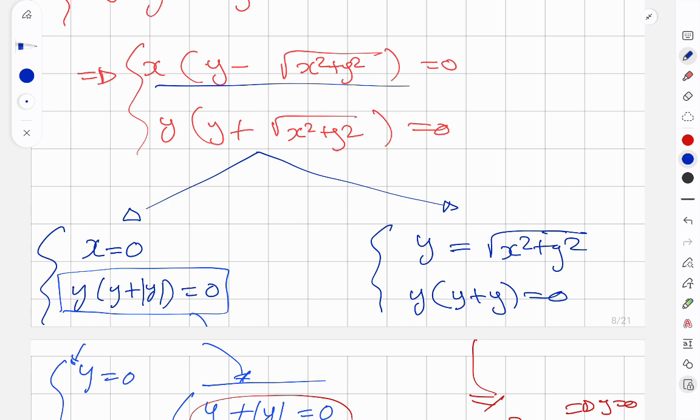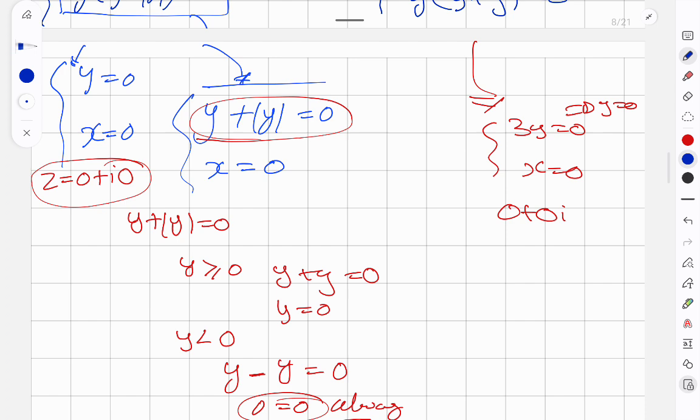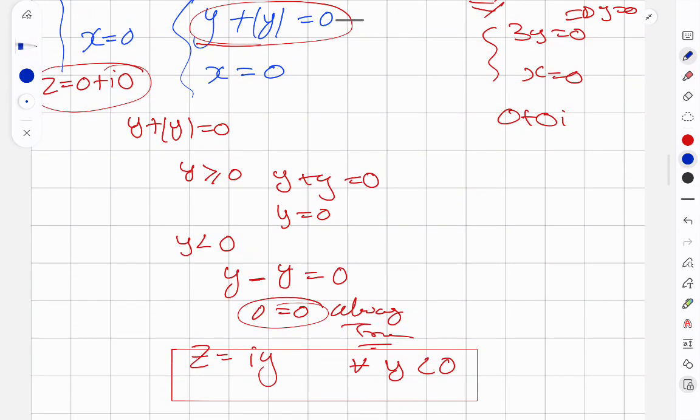So when I took y equal to 0, that is one other possibility. Here, this one is already included in this case, so I can just eliminate this one because this is already included here. Then for this one you have y plus modulus y equal to 0. Then you will get two more possibilities here.